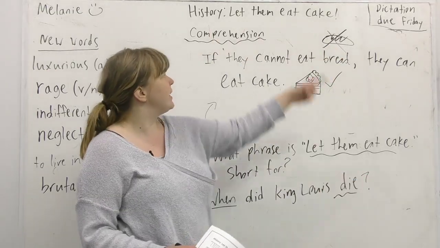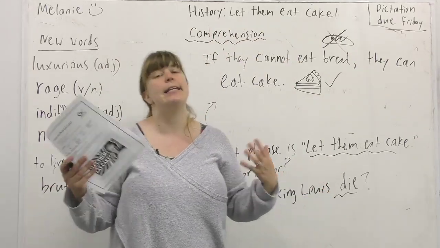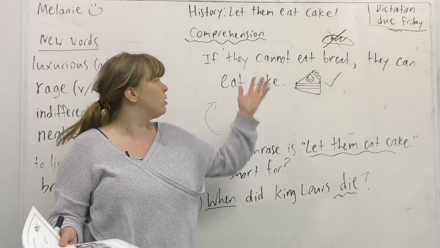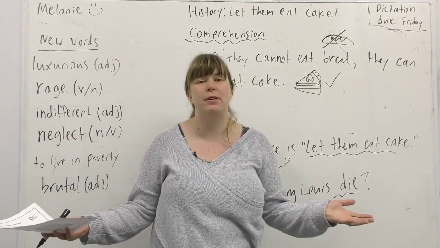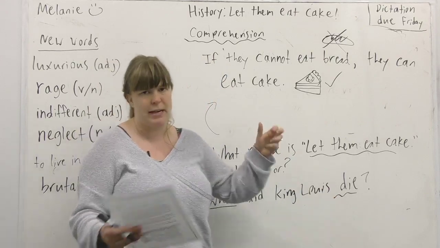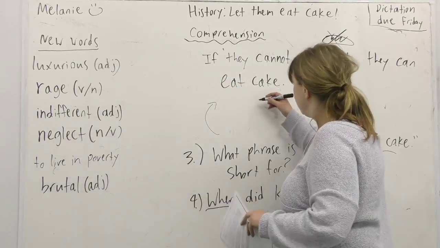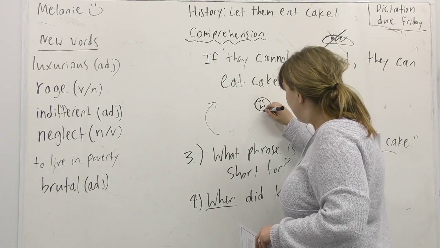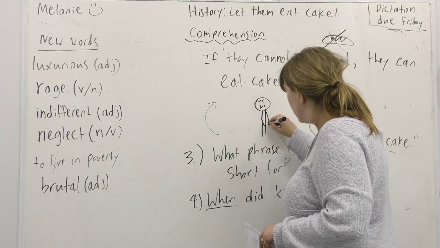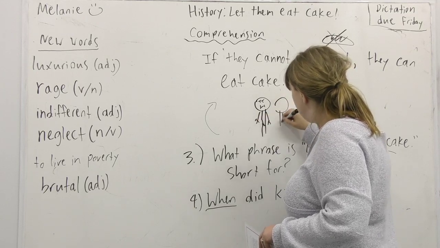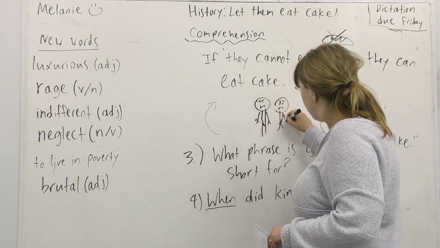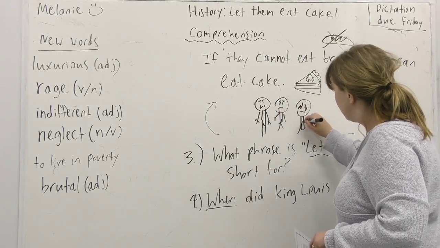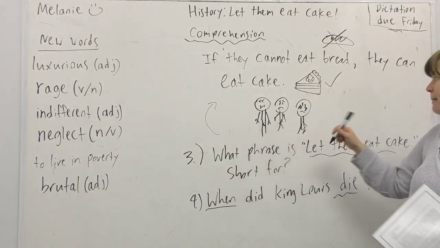So this phrase, let them eat cake, it kind of shows people's insensitivity to the problems that poor people have. So here's a person and they're starving. They're super hungry. Maybe there are many people, and they're hungry, dirty, homeless. They're having a really bad time.